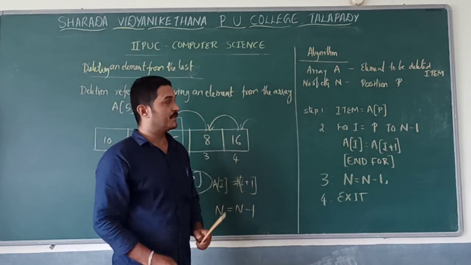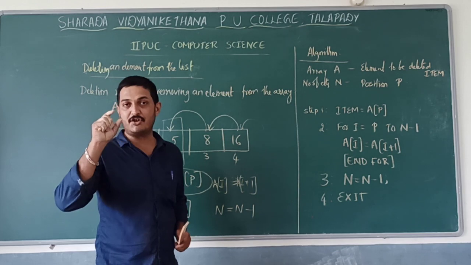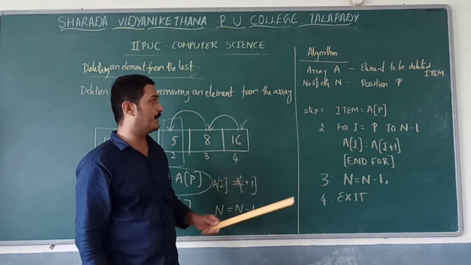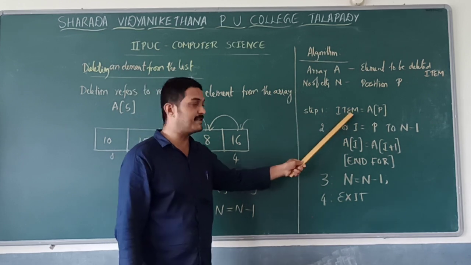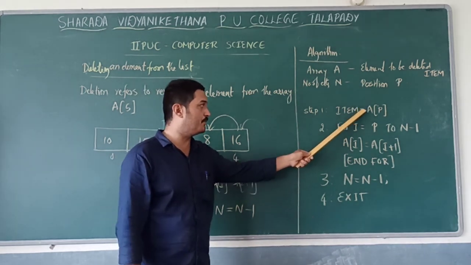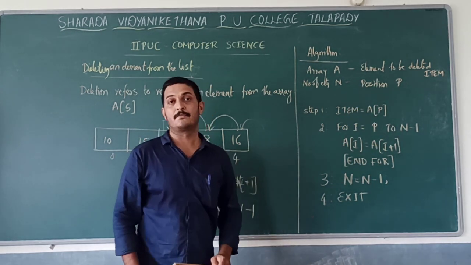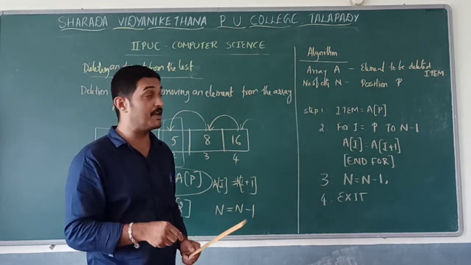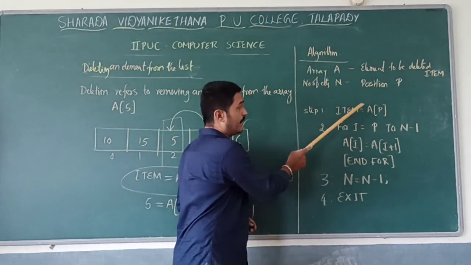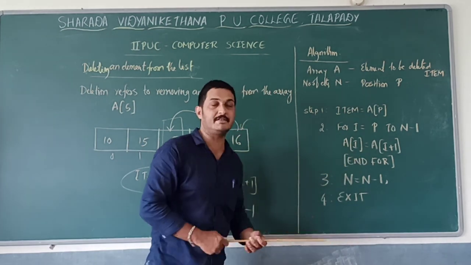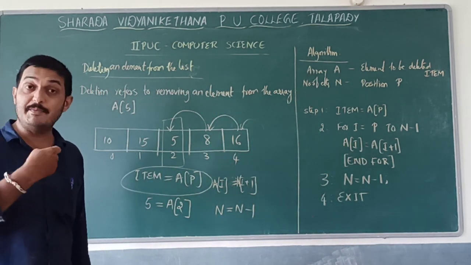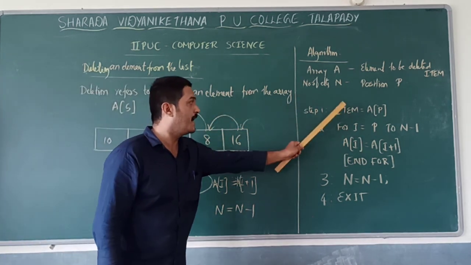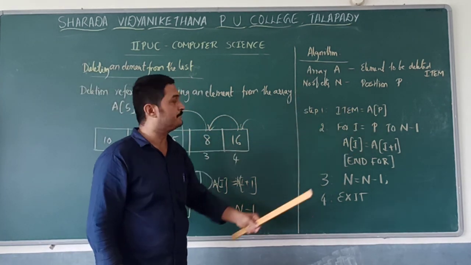Step 1: first we mention the element which is to be deleted. Item equal to A of P. That indicates item, the element to be deleted, is equal to A of P, which is its location also. First we highlight the particular element to be deleted. Item equal to A of P.